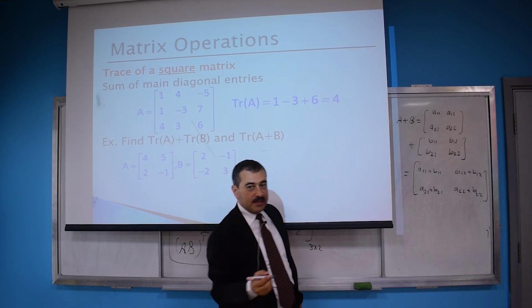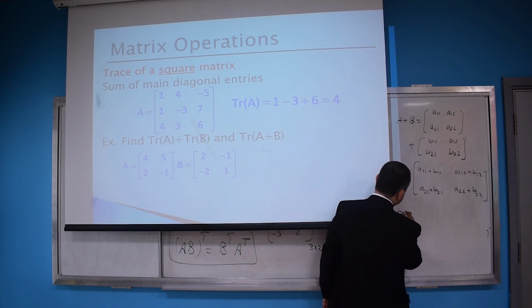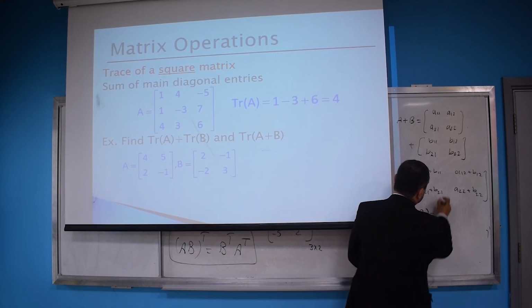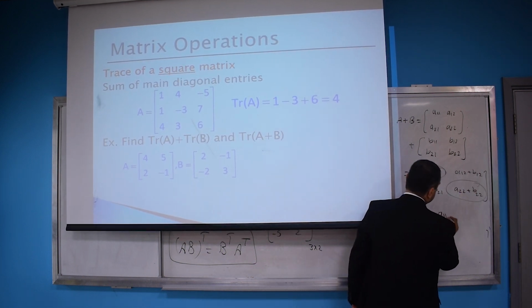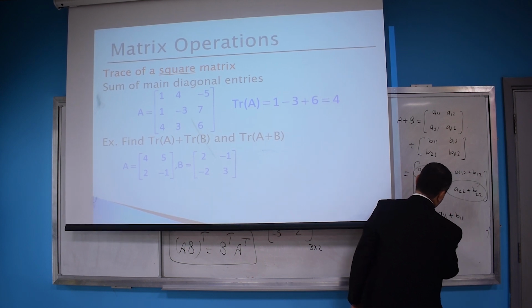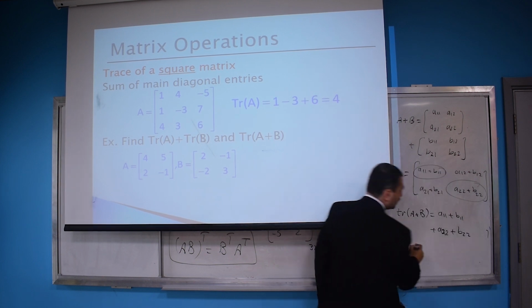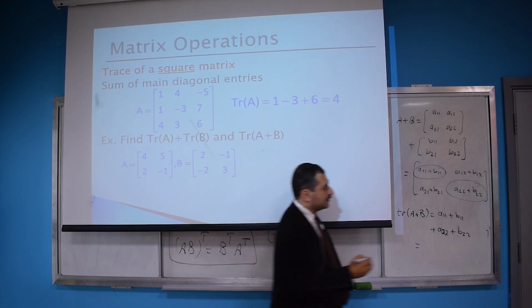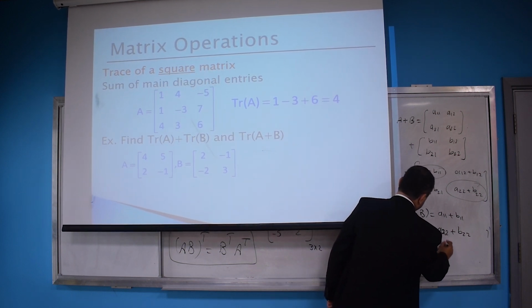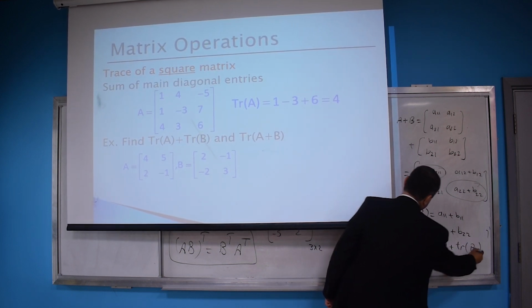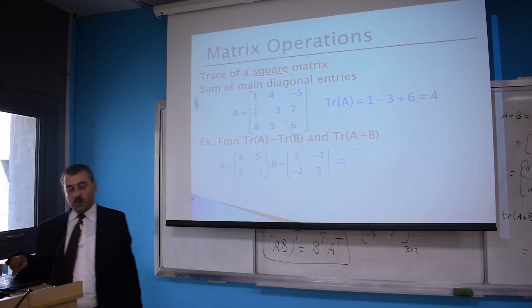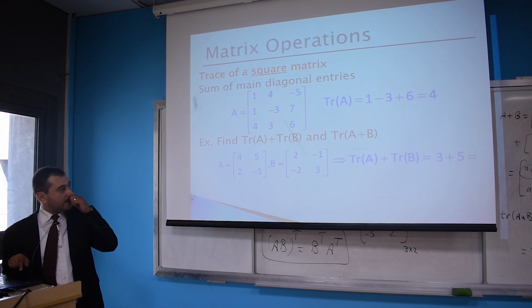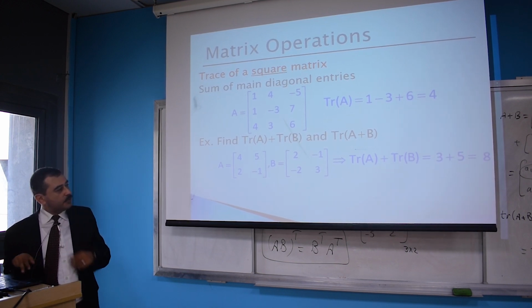What is the trace of this matrix? Sum of these guys, A11, which is the sum of the traces, right? Trace of A plus trace of B. So we can prove any property in the trace this way. And in this example, you find the trace is 8 in both cases.